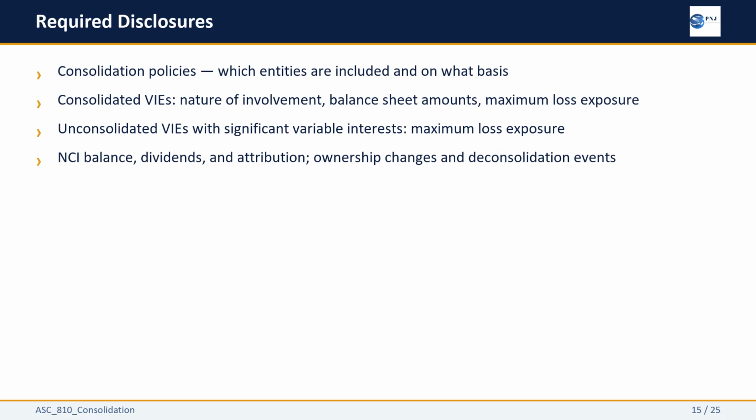Second, for each consolidated VIE, the nature of involvement, the balance sheet amounts, the maximum exposure to loss, and the creditor recourse limitations. Third, for unconsolidated VIEs with significant variable interests, the maximum loss exposure and how it arises. Fourth, NCI disclosures. Fifth, any ownership changes or deconsolidation events during the period.